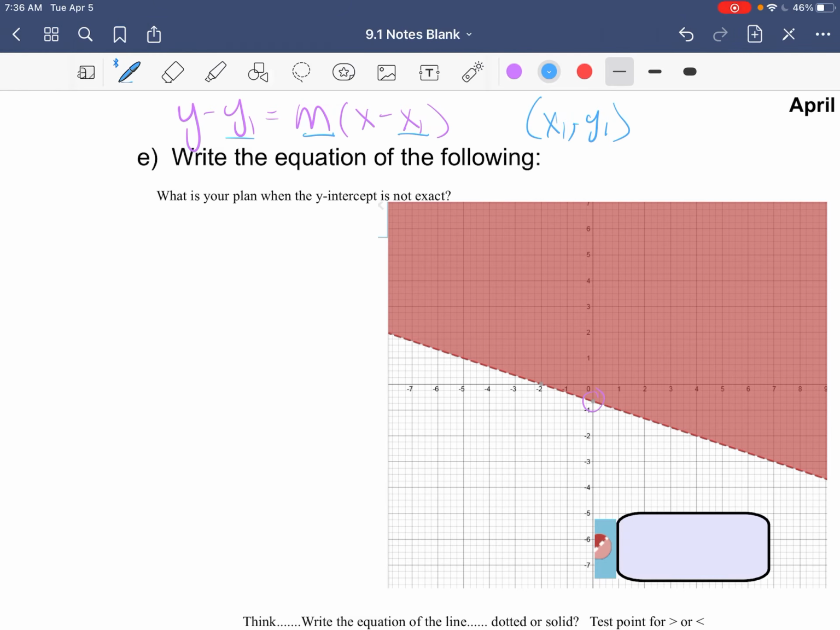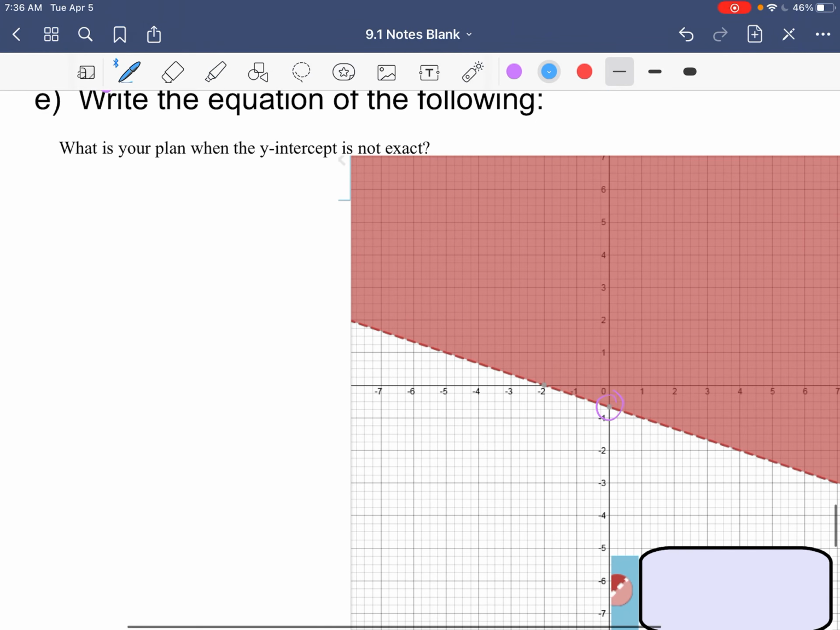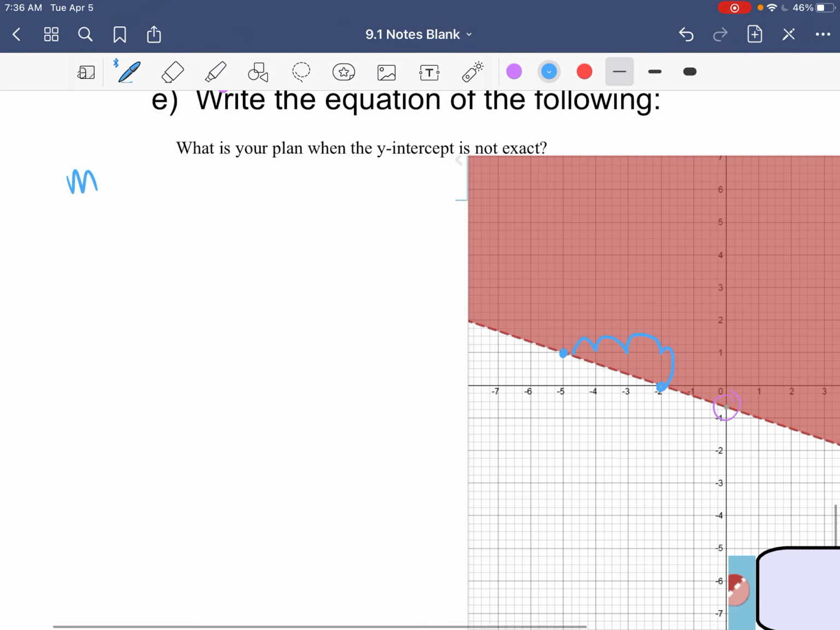So if we take this graph, we can count our slope. Let's find two nice points. Here's one and here's one. We're just using that to count our slope. So we have a rise of 1 and a run of 1, 2, 3. So our slope is -1/3. And our point, you can pick any point on this graph. Doesn't matter which. Let's pick -2, 0, which makes a nice point.